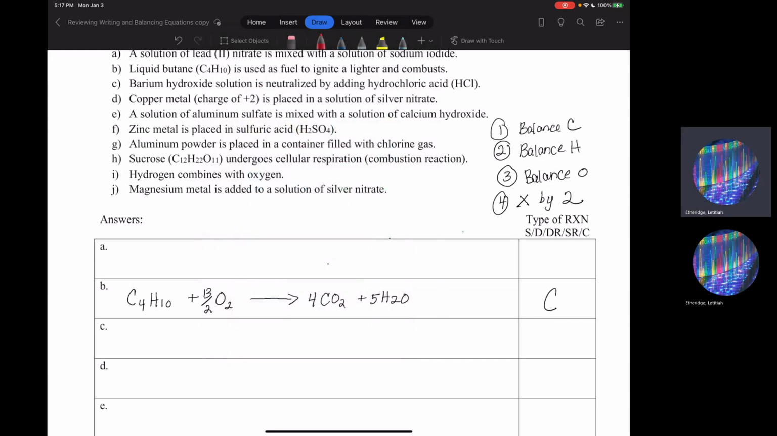Over here, we know that we have a coefficient of 1. That is going to become 2. When you multiply 13 over 2 by 2, you end up with 13. Then you take your 4, multiply by 2, and you get 8. And then you take your 5 and multiply by 2, and you get 10. All right, so that is the balanced equation, the final answer: 2 C4H10, 13 O2, 8 carbon dioxide, and 10 water. Hopefully that was helpful.